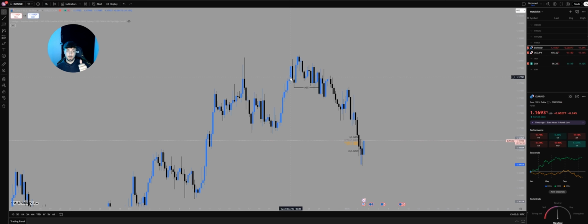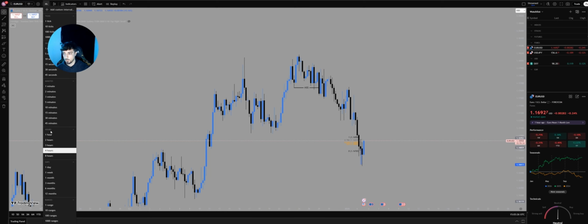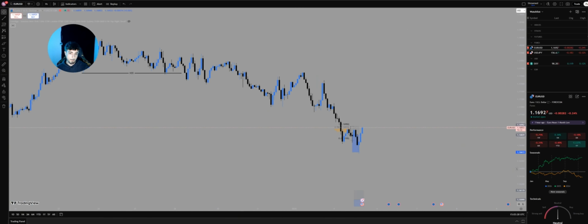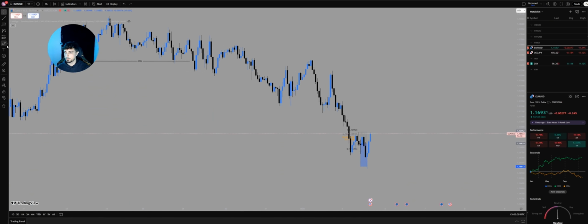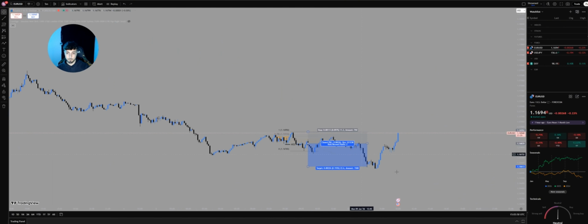Now what do we need else for our bias? We need the 1 hour to align with that. So we also need the 1 hour time frame to be bearish as well. And as we can see here, we are trending downwards. If we bring out the path, we can see low, higher low, lower high, sorry, lower low. So we're literally anticipating a lower high in the market to then create a lower low ultimately, which is exactly what we have done.